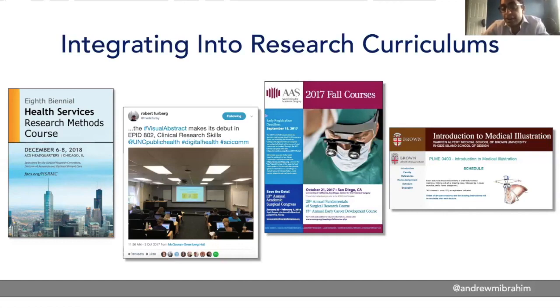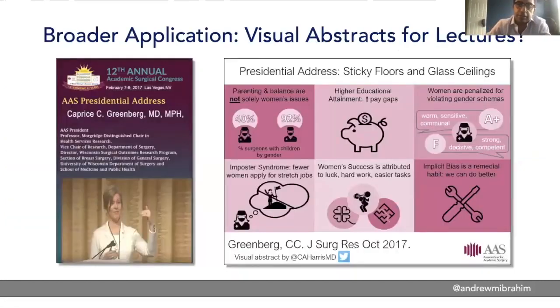At the Association for Academic Surgery, we taught it at the fall course. And at Brown School of Medicine, they actually have an entire art curriculum, and one of the courses is taught in visual abstracts. Beyond the med school walls, visual abstracts are a really powerful way to communicate a talk that's been given. Dr. Greenberg was the president of the AAS back in 2017 and gave this incredibly powerful address about women in surgery and a path forward for addressing disparity.